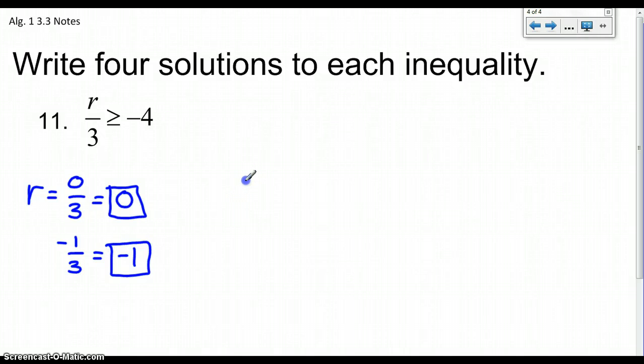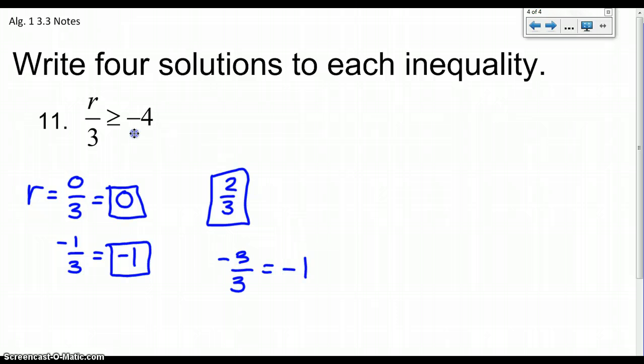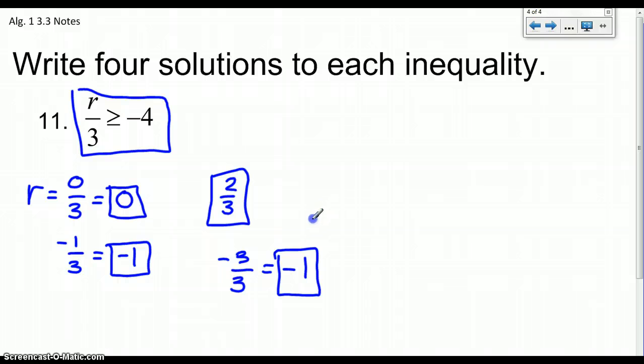Let's put in a 2. So 2 over 3 is, is 2 over 3 greater than or equal to negative 4? Yes, so 2 is a solution. And let's try negative 3. So negative 3 over 3 is equivalent to negative 1. And is negative 1 greater than or equal to negative 4? Yes. So on these type of problems, all you need to do is find 4 solutions that will make this entire statement true. So it could be any values.